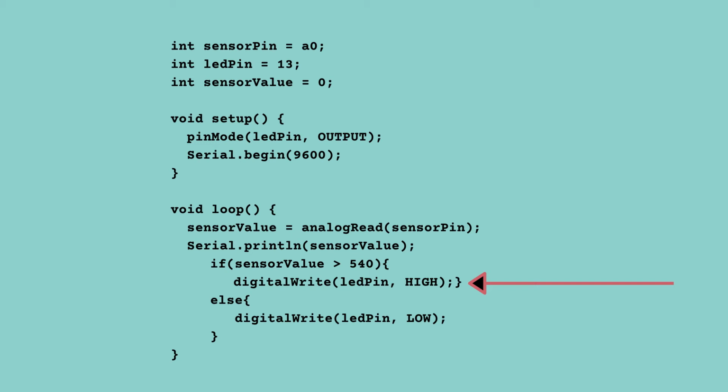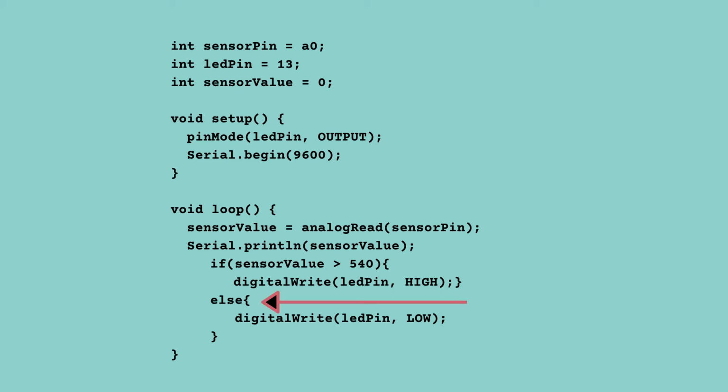Just like we used analog read to get data from the analog sensor, we use digital write to send data to the digital output. In this case, we want the data to be high, because that is the Arduino term for turning on the LED. You could think of it as turning on the high beams on a car.